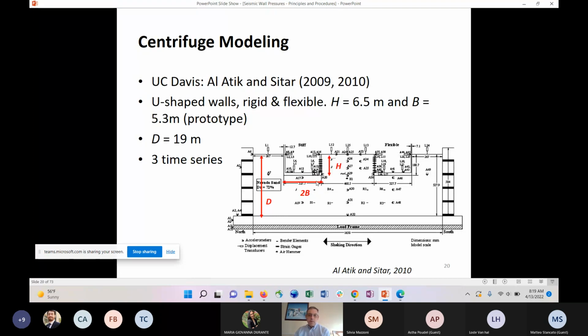And so each of the tests is going to have a different height of the wall. In this case, in prototype units, it's 6.5. 5.3 would be the half width down here. And then you have an overall depth that's much more. And they'll typically run multiple earthquake time series or sinusoids through these models.